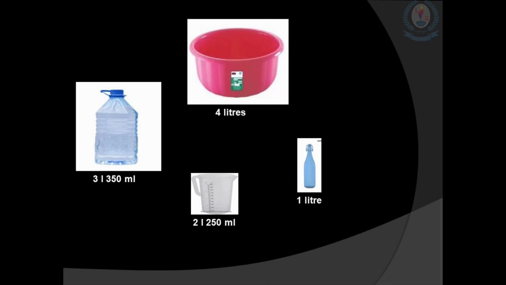Now let's compare the capacities. What is the greatest capacity and what is the smallest capacity? The basin with 4 liters has the greatest capacity. The small bottle, which has the capacity of 1 liter, is the smallest capacity. The greatest capacity is 4 liters. That's how we compare the capacity.